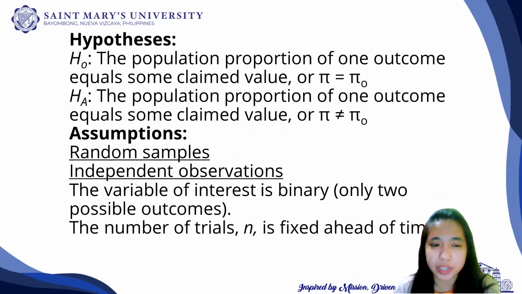And for the assumptions, we of course need to make sure that our variables are randomly selected, so we have a random sample and the observations are independent, and that the variable of interest is binary, which means that we have two possible outcomes only. If you can still recall, we have finished discussing the t-test for one sample, but that particular test is used for the mean. The binomial is also a test for one sample, but rather than the mean, since it's emphasized here that it's a proportion, our focus is proportion. And the number of trials, n, is fixed ahead of time.